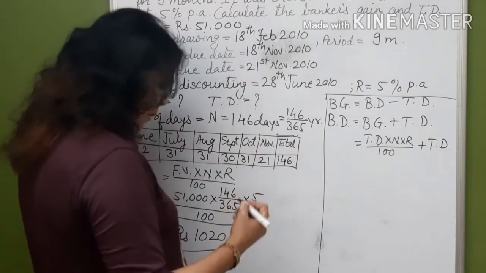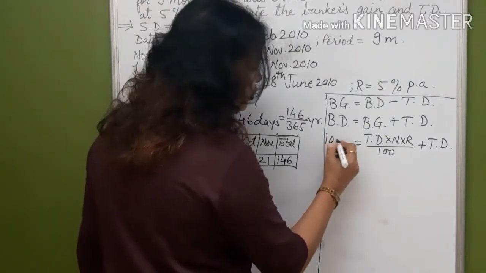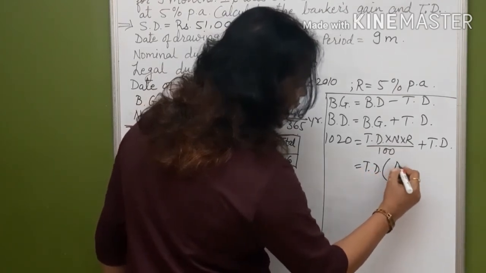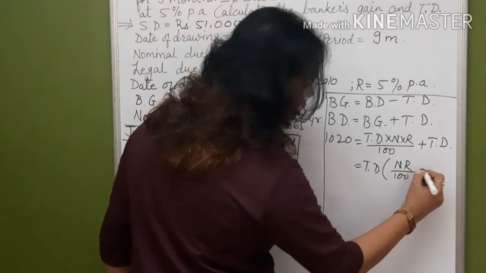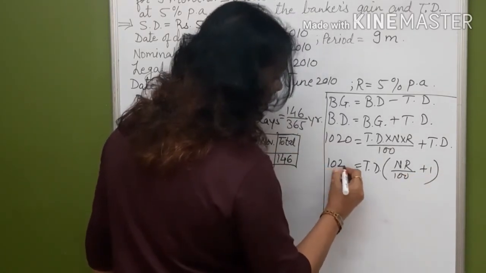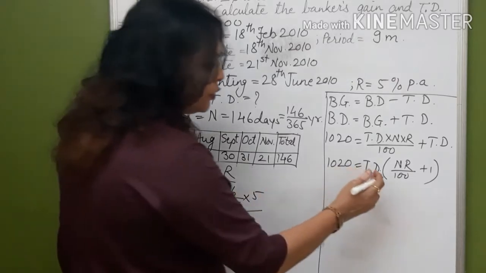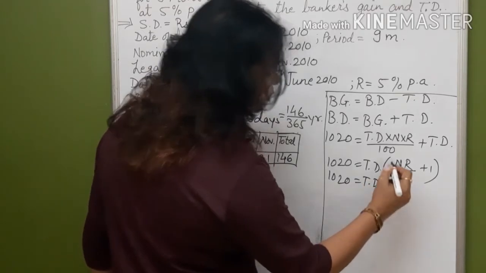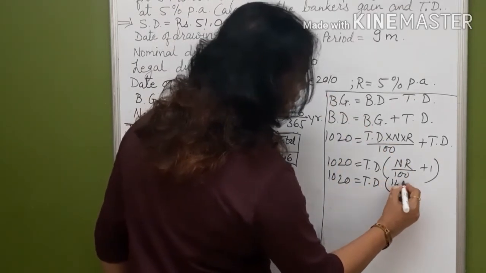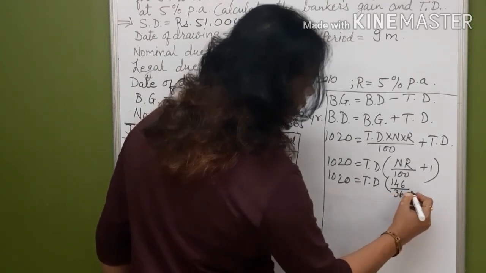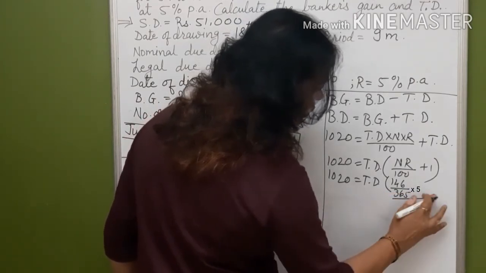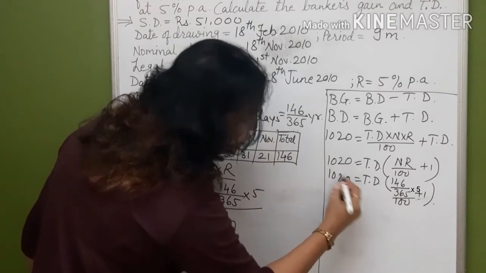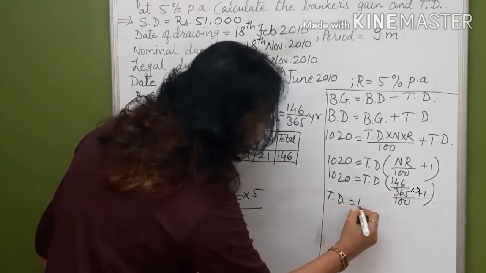Have you understood? Banker's discount, how much we have got? 1020. Now let us take TD out from here, common. So you get N into R upon 100 plus 1. On left hand side you have 1020. So substitute the values. 1020 is equal to TD into N is 146 upon 365 upon 100 plus 1. So TD, when you simplify this, it comes equal to 1000.